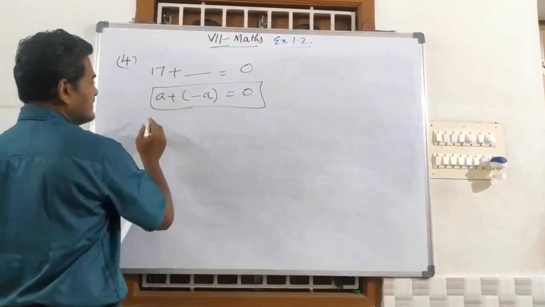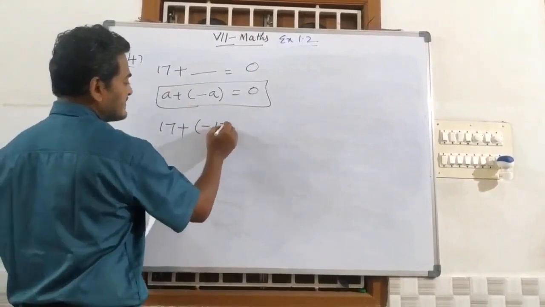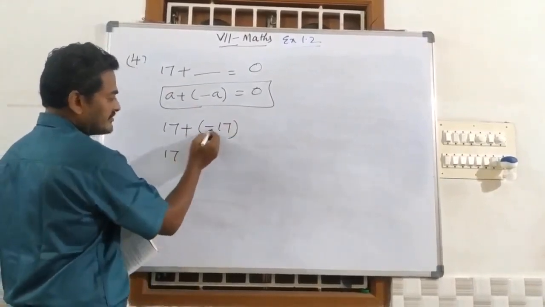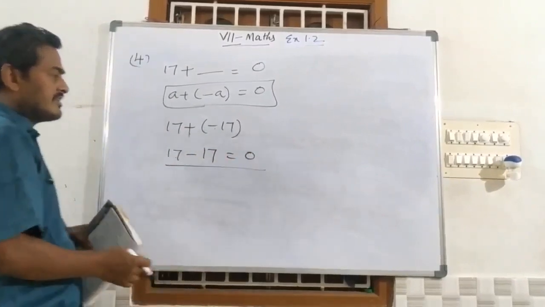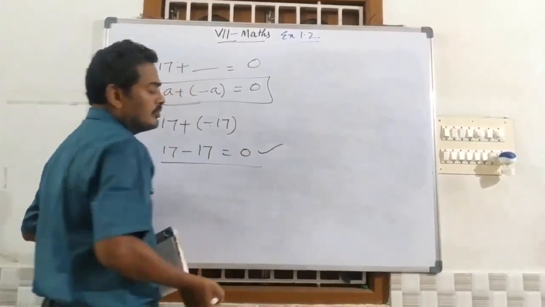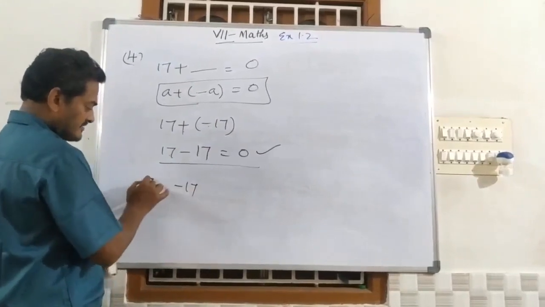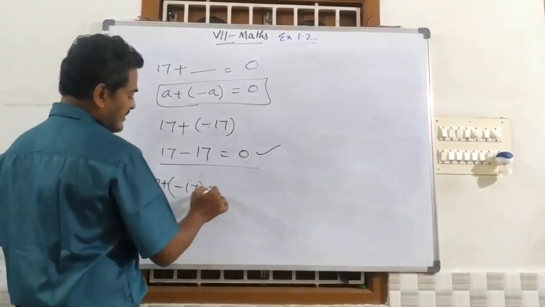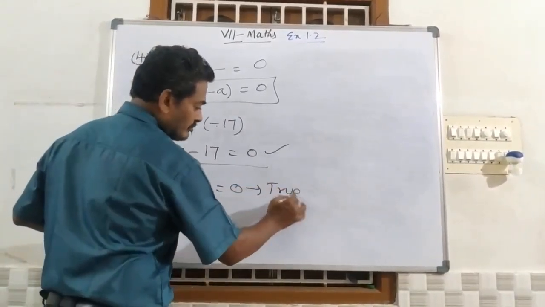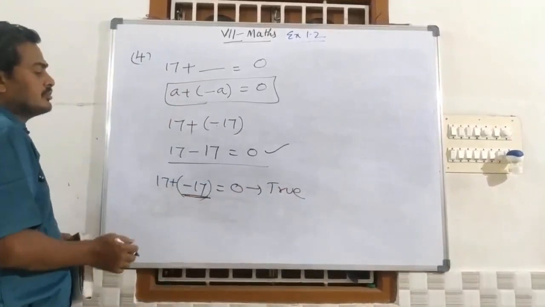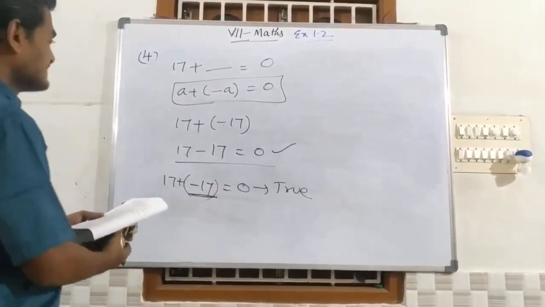So here 17 is there. So 17 plus the additive inverse of 17, which is minus 17. That means 17 plus minus 17, 17 minus 17 equal to 0. This is true. For which value is it true? For minus 17. So 17 plus minus 17 equals 0. So it is true for minus 17.